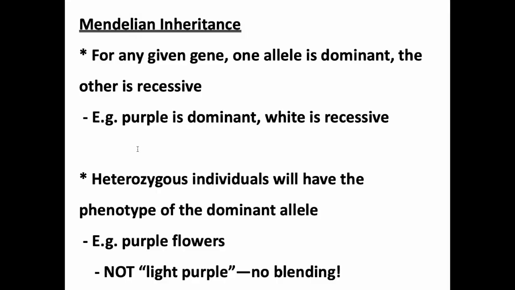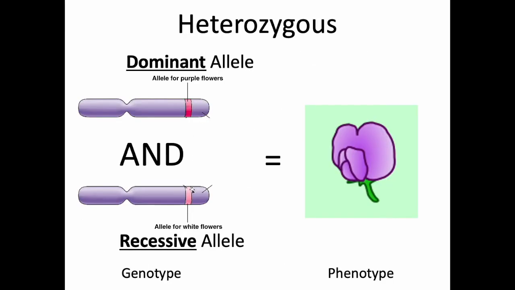Heterozygous individuals will have the phenotype of the dominant allele. So here's a heterozygous individual. It's got one of each. What is its phenotype going to be? Its phenotype is going to correspond to whichever of these alleles is the dominant allele. In this case, purple is dominant, so the phenotype of a heterozygous individual is going to be purple.